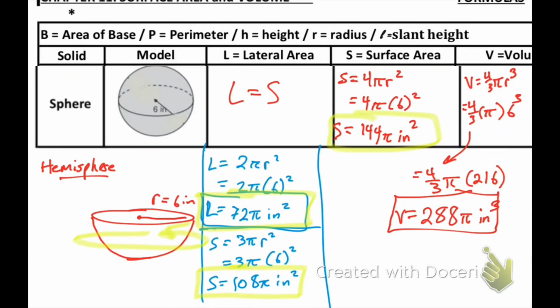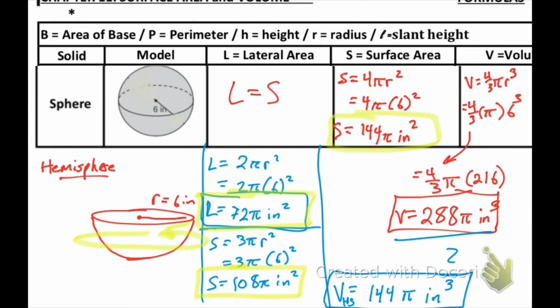But let's think about this. I already calculated the volume for my sphere. The hemisphere is just half of the volume of my sphere. So all I have to do is take this volume of the sphere and divide it in half. So the volume for the hemisphere, let's do HS for hemisphere, is going to be equal to 288 pi divided by 2, and that will give me 144 pi inches cubed. Don't forget units cubed for volume.